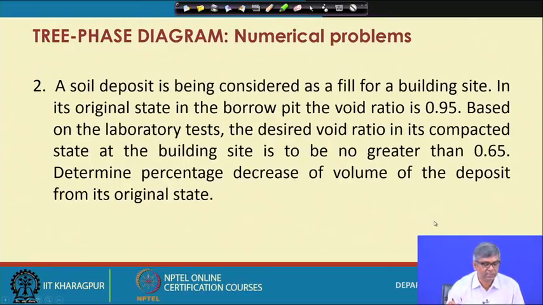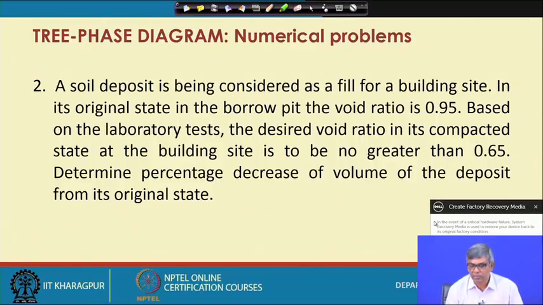Now, I am going to the second problem. A soil deposit is being considered as a field for a building site. In its original state in the borrow pit, the void ratio is 0.95. Based on the laboratory test, the desired void ratio in its compacted state at the building site is to be no greater than 0.65. Then determine the percentage decrease of volume of the deposit from its original state.